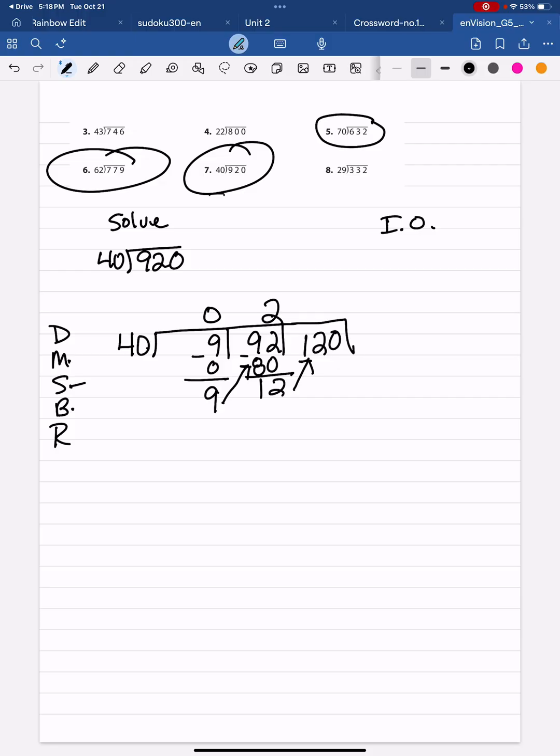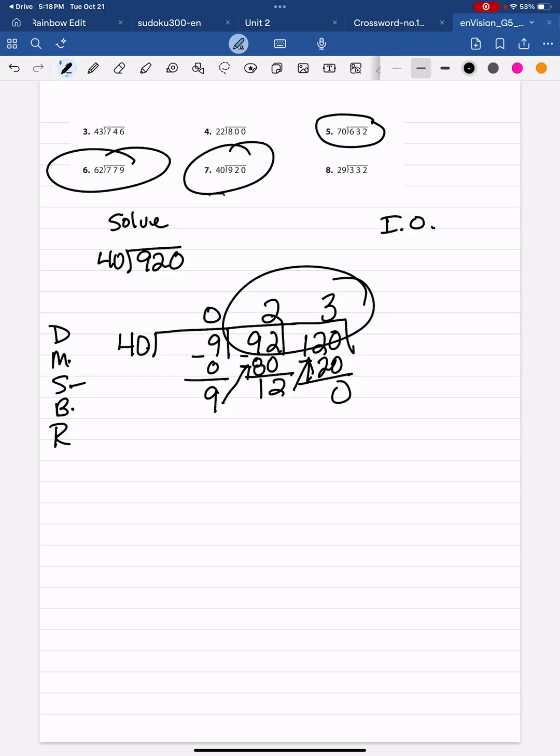How many times will 40 fit into 120? Well, this is one of our multiples of 10. So let's see. Here's our basic facts here. And 4 fits into 12 3 times. We cancel out our zeros. That's 3. So 40 will fit inside 120 3 times. 3 times 40 is 120. No remainders. The answer is 23.